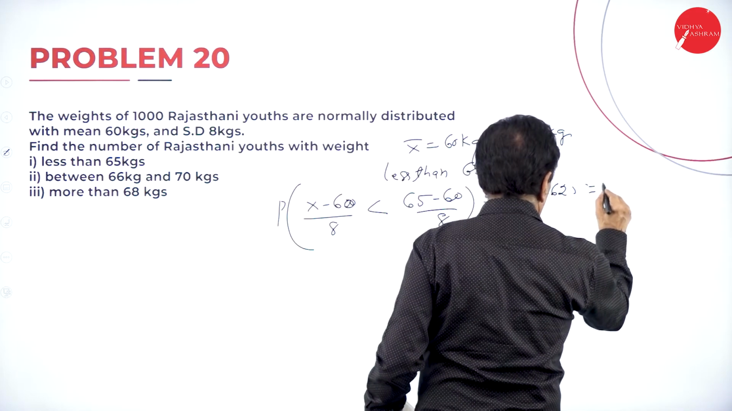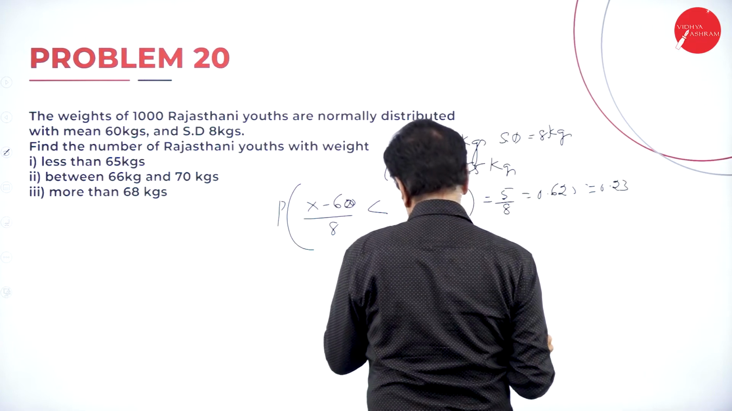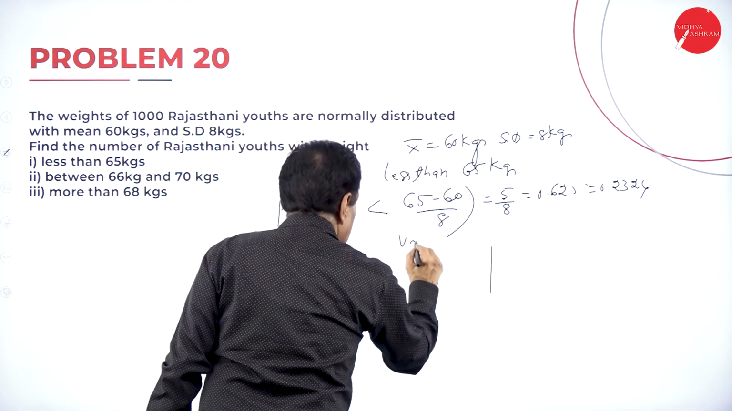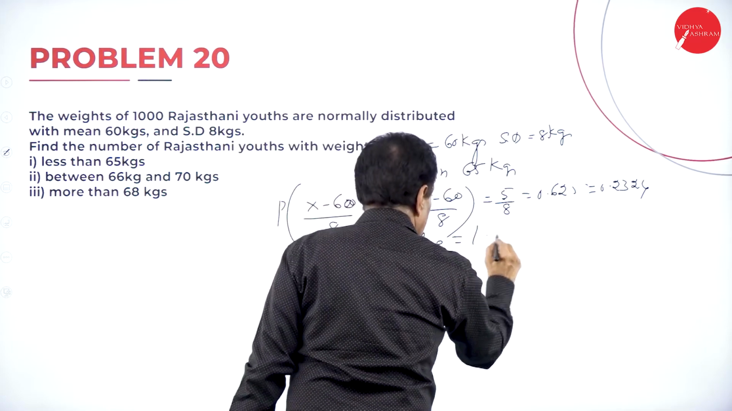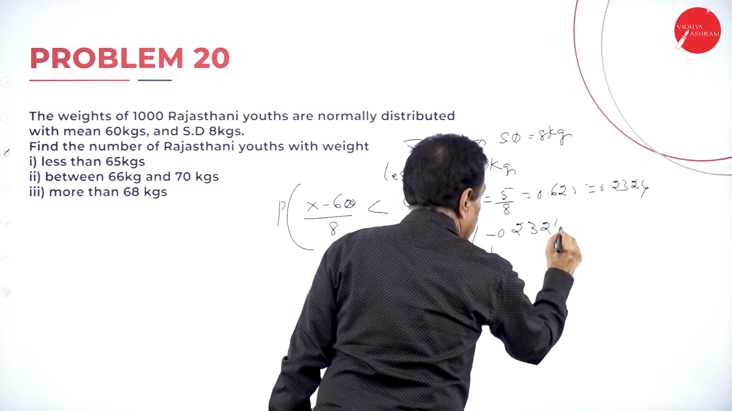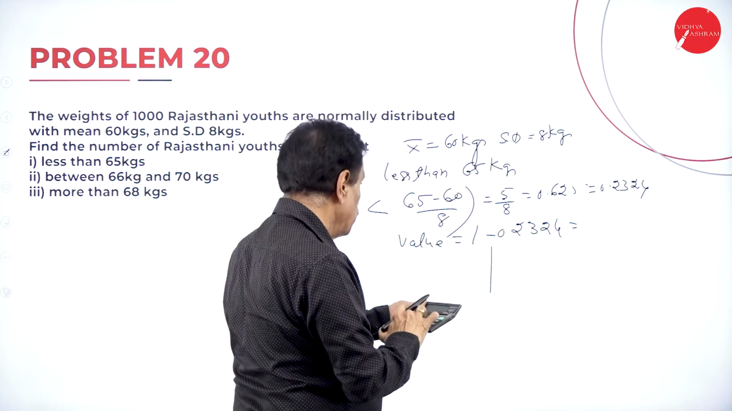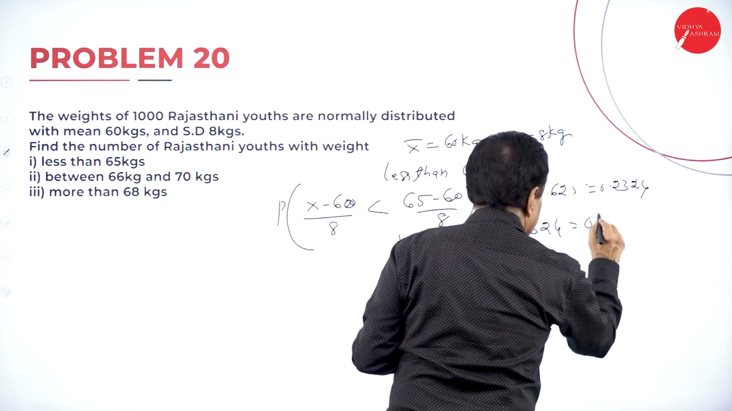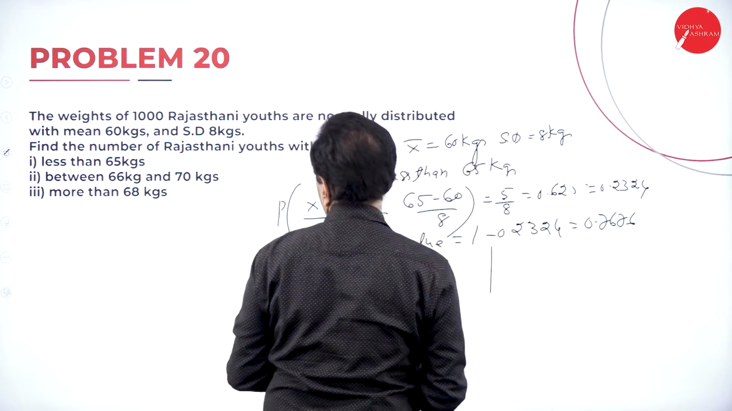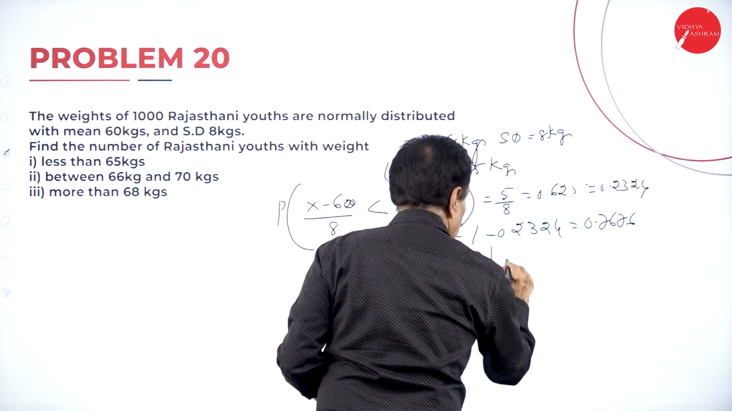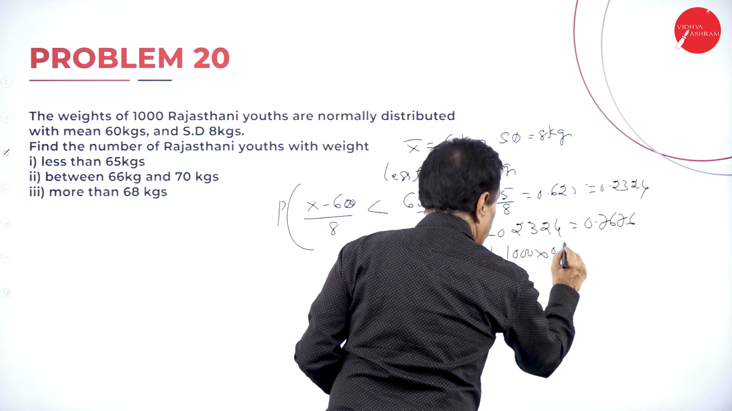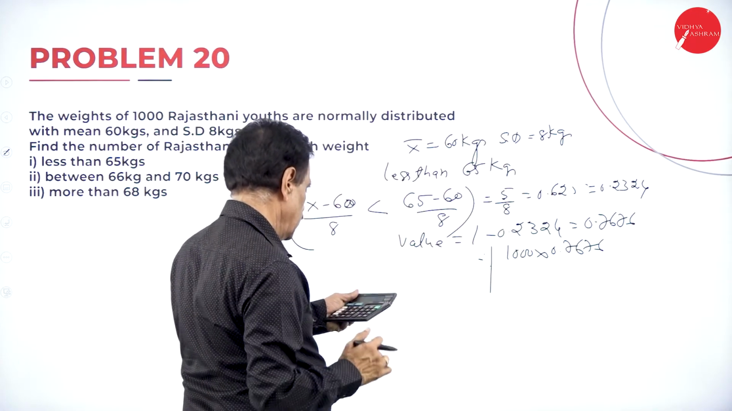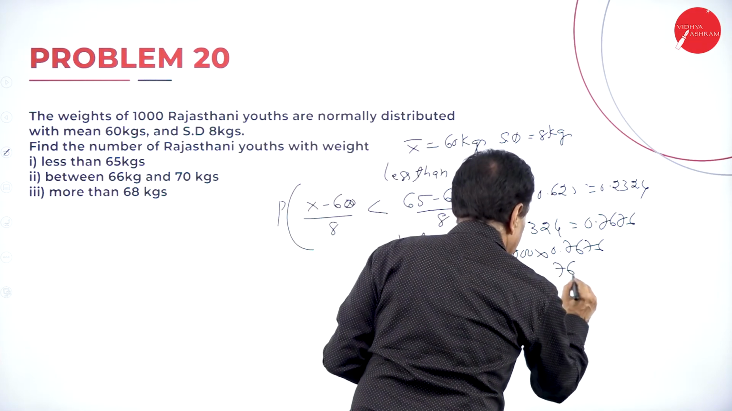The value is 0.2324. Therefore, 1 minus 0.2324 is 0.7676. Therefore, 1000 into 0.7676 is 767, say 768 students.